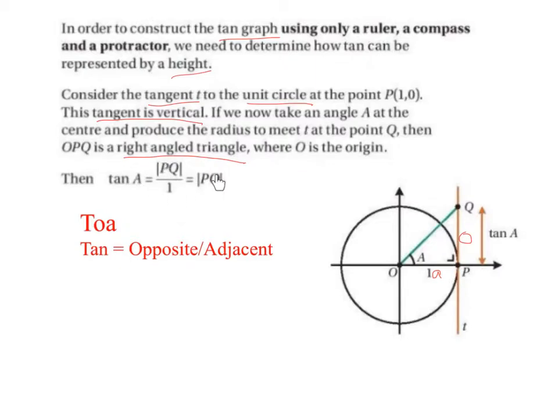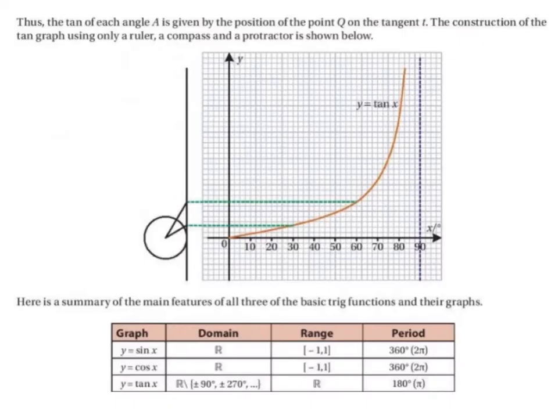So tan of angle A gives us PQ. So PQ is equal to tan A. Thus, the tan of each angle A is given by the position of the point Q on the tangent T. The construction of the graph using only a ruler and a compass and a protractor is shown below.